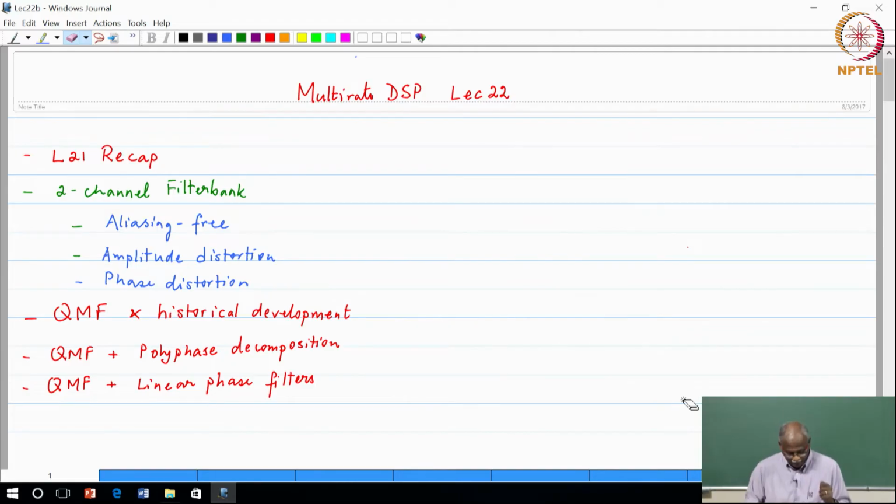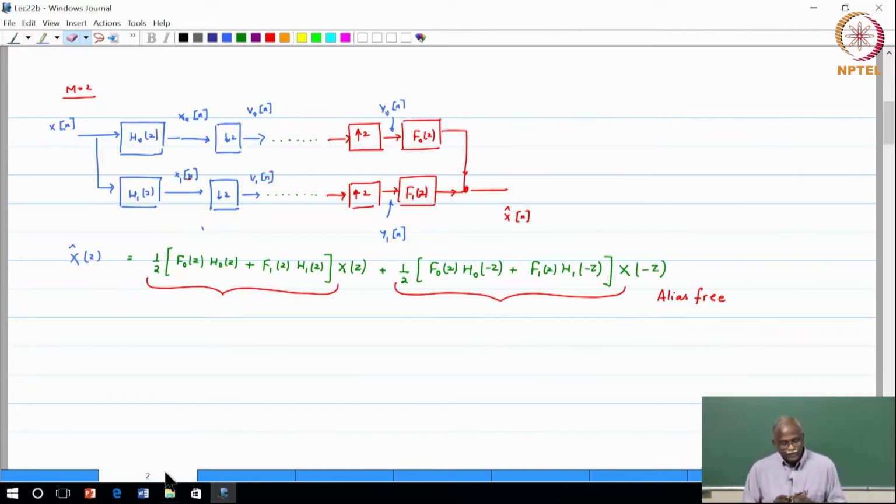So the framework is the two-channel maximally decimated filter bank. Again, the term maximally decimated means that your total sample rate, number of samples per second after the splitting into the sub signals, sub channel signals, should be the same as the input sampling rate. So you can see that both of these are downsampling by a factor of 2. So therefore you would have the same input and output sampling rate.